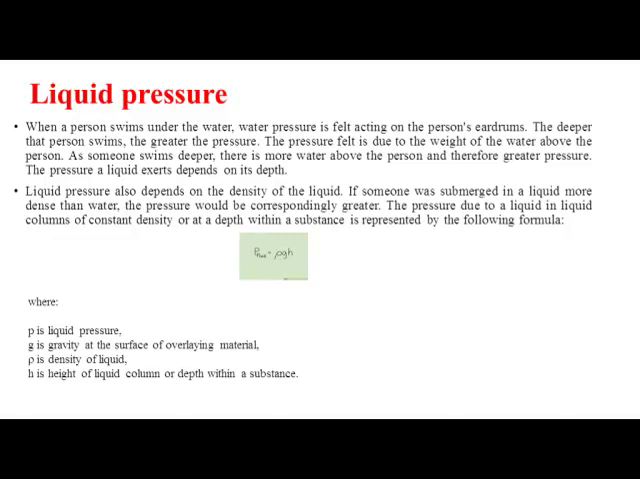The pressure due to a liquid in liquid columns of constant density or at a depth within a substance is represented by the given formula. Here the lowercase p is liquid pressure, g is gravity at the surface of overlaying material, rho is density of liquid, h is height of liquid column or depth within a substance.